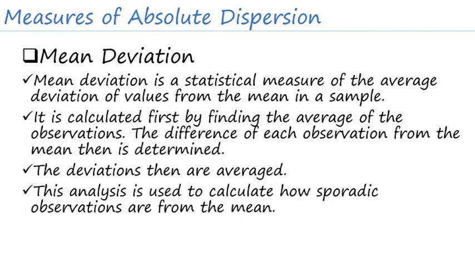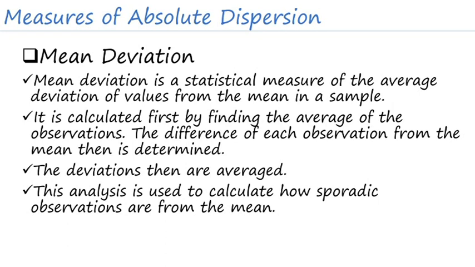Next, we will be talking about the mean deviation. Mean deviation is the statistical measure of the average deviation of the values from the mean in a sample. It is calculated by finding the average of the observations. The difference of each observation from the mean is then determined.